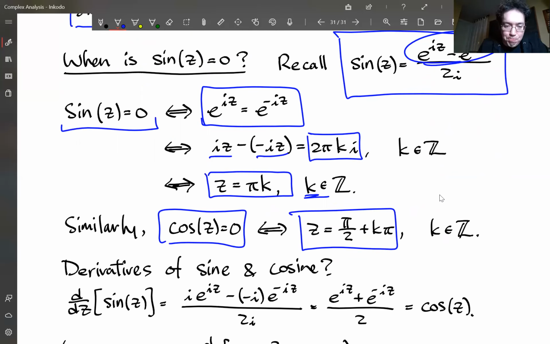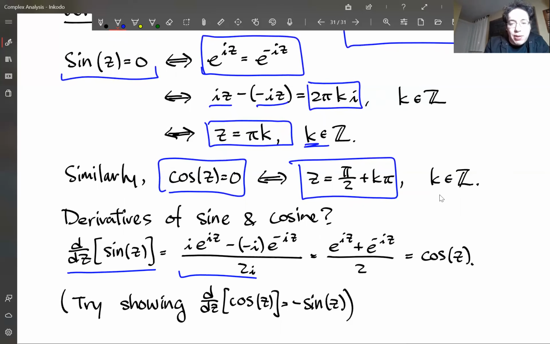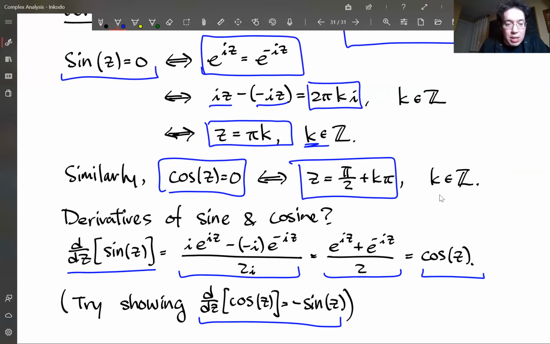Okay. The derivative for sine and cosine, you could use the definition. It's what you expect. Derivative of sine is cosine, and derivative of cosine is negative sine. Try to work that out yourself using the definition. I don't think it'll be that hard. I don't want this video to be too long, but there's a couple more things I want to mention.